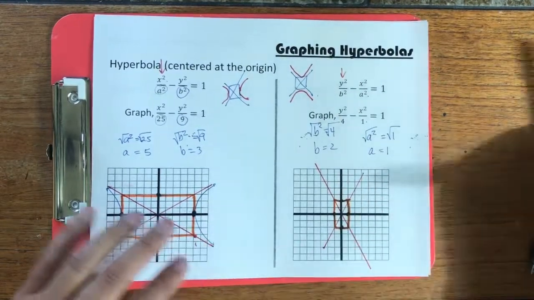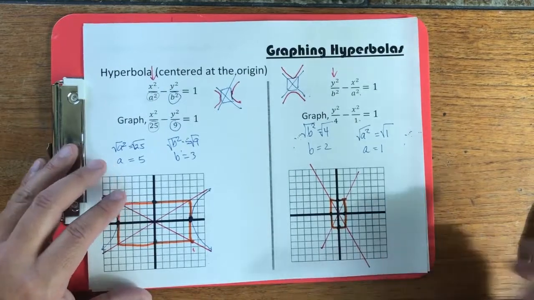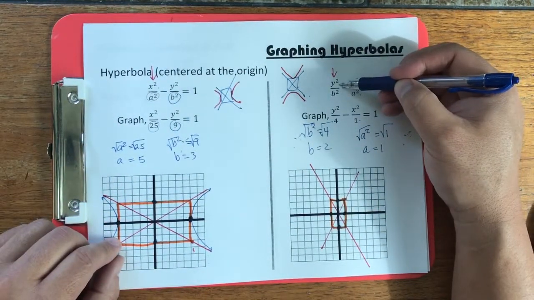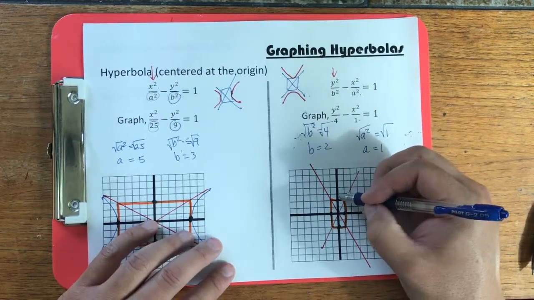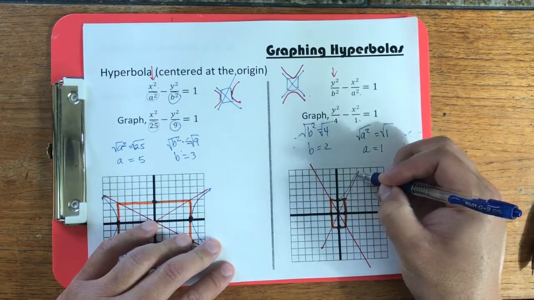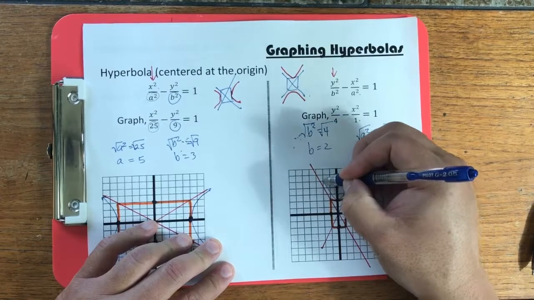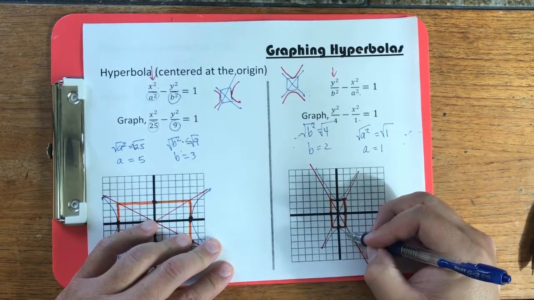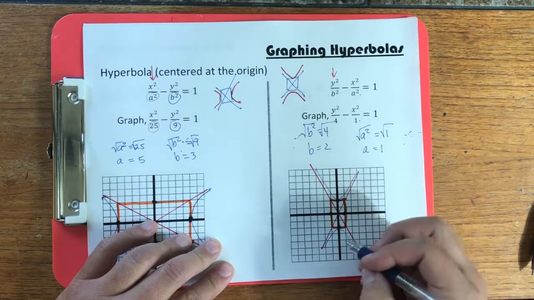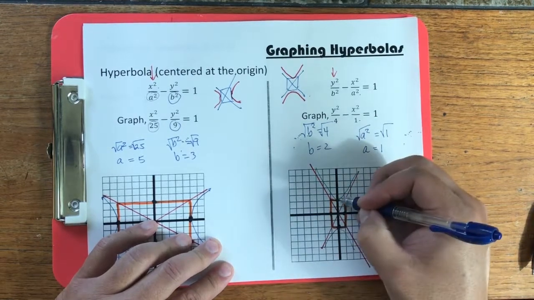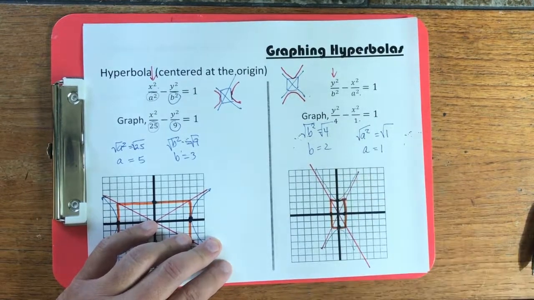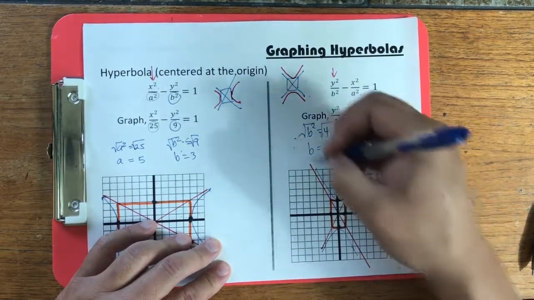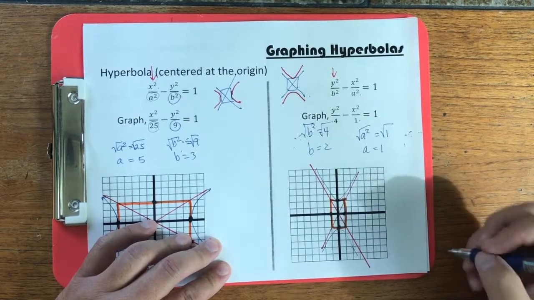Okay. Now, because the y came first, we'll draw our hyperbola up and down. Make sure your hyperbola goes through these 2 points on the rectangle, and make sure that your points go toward the red asymptotes, but never cross it.